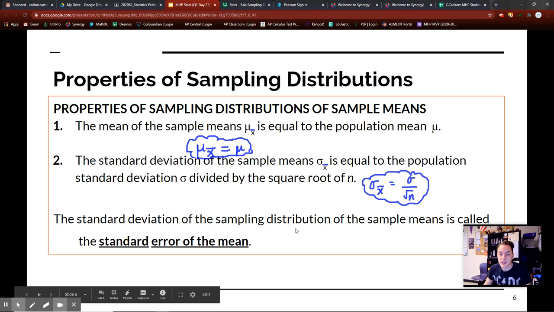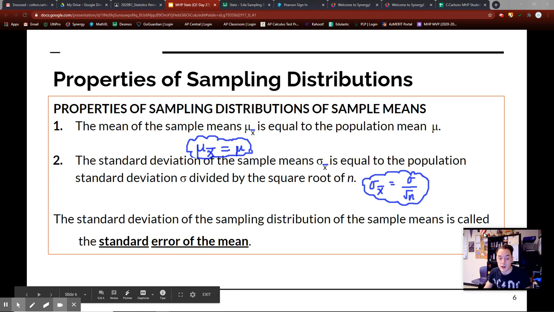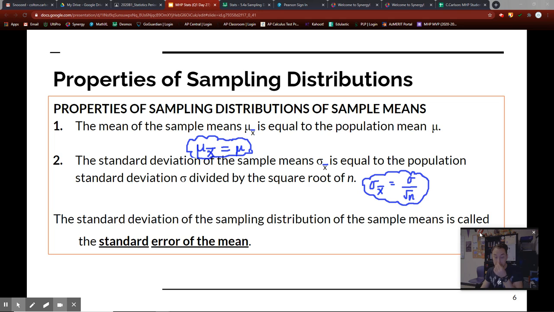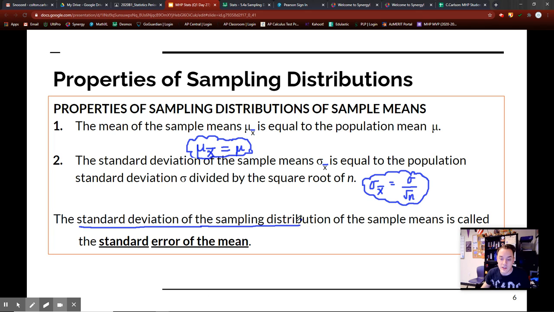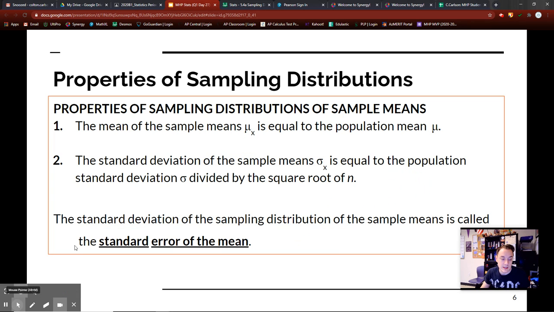And then the standard deviation of the sampling distribution is often called the standard error of the mean. So sometimes MathXL will use these synonymously, meaning they will sometimes say the standard error of the mean, but that just means the standard deviation of the sampling distribution. The standard deviation of the sampling distribution is that right there. So sometimes this is called the standard error of the mean. Okay? Awesome. So let's erase this.